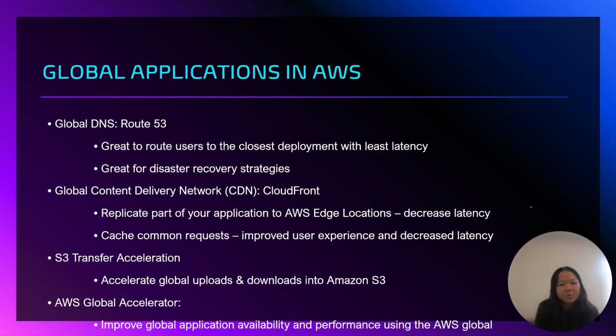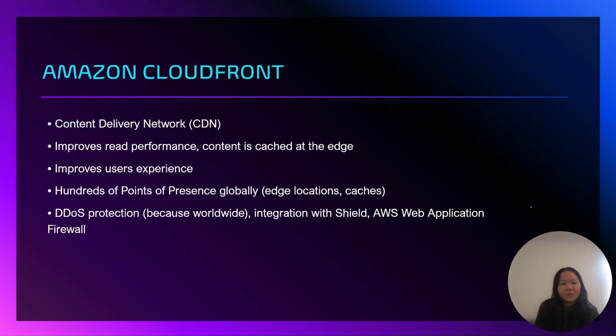Accelerator: improve global application availability and performance using the AWS Global Network. Amazon CloudFront is a Content Delivery Network (CDN). It improves read performance, content is cached at the edge, and it improves user experience. It has hundreds of points of presence globally, with 216 edge locations. It also offers DDoS protection because of worldwide integration with AWS Shield and AWS Web Application Firewall.